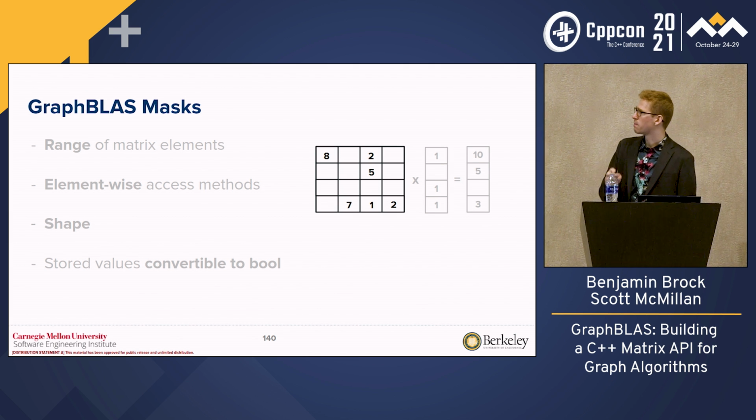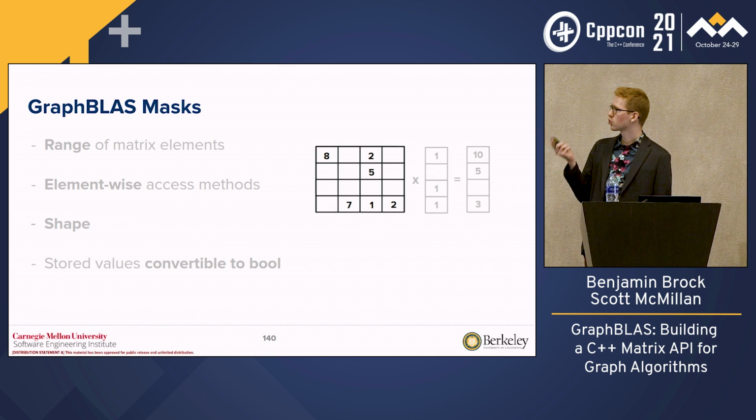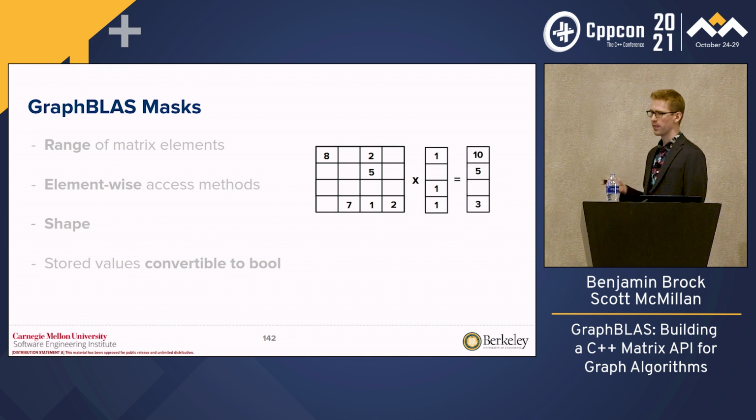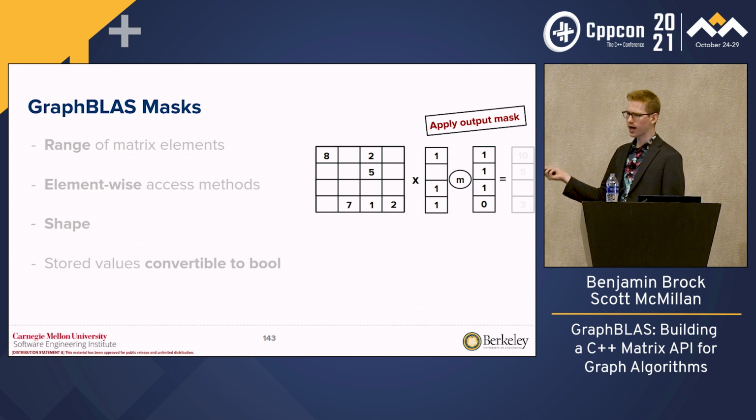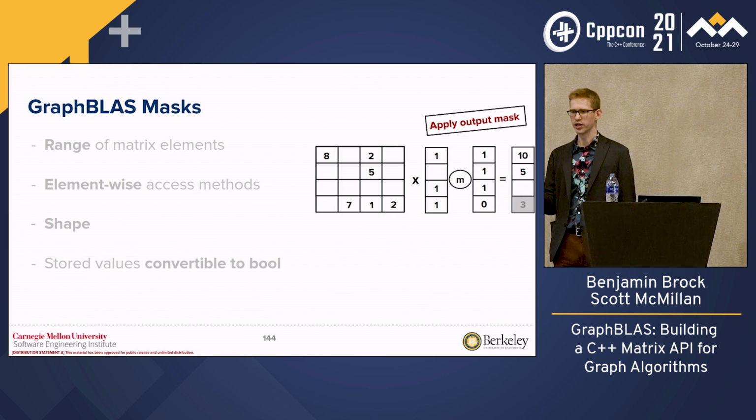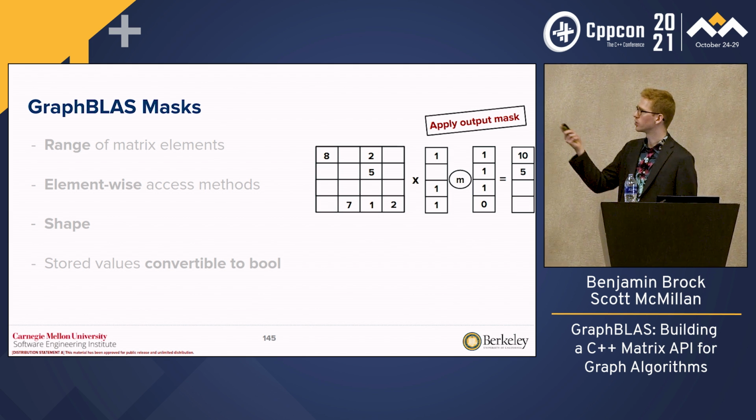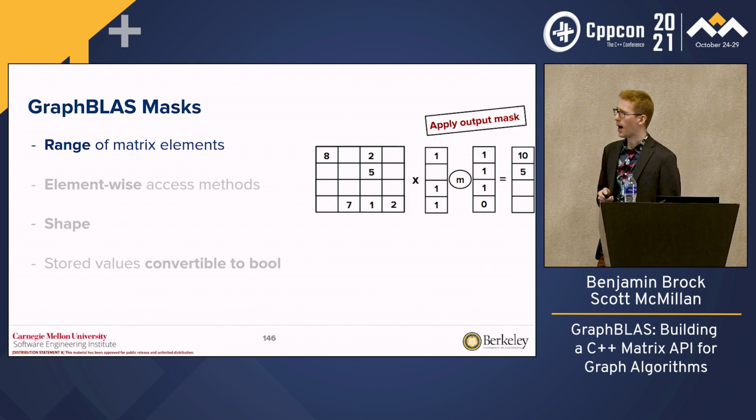So Scott introduced masks a bit. I'll just quickly cover this. Here we have a matrix that we're multiplying by a vector, and then we get a series of values out of it. If we apply an output mask to this operation, then some of the values will be masked out. So instead of getting 10, 5, and then 3 in the very last value, now we get 10 and 5. And 3 is masked out because we had 0 in that location.